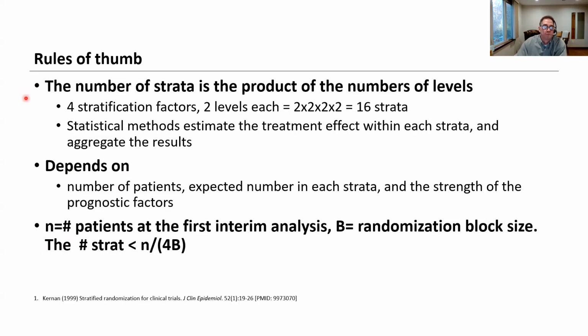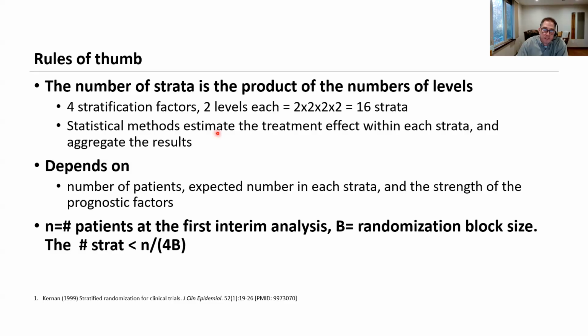Some rules of thumb. Just remember that the number of strata is the product of the number of levels in each factor. So if I have 4 stratification factors, and each one of those has 4 levels, then I have 16 blocks, right? 16 cells from which to randomize patients that are coming in, right? So with this many strata, if you have a small number of patients, you can't ensure that you have patients in every cell, right?